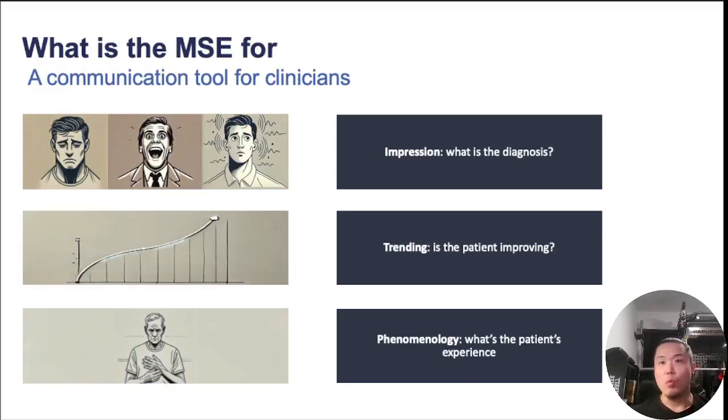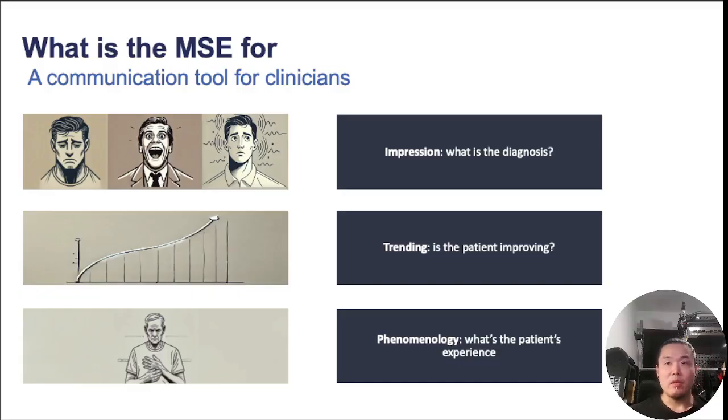Now, when we ask why we do the MSE, we can think of it primarily as a communication tool to convey what we think is going on. So, for example, a term like pressured speech would commonly be associated with a manic state. By including relevant positives and negatives like the presence or absence of pressured speech in our presentation, we indicate to our audience our working diagnosis.